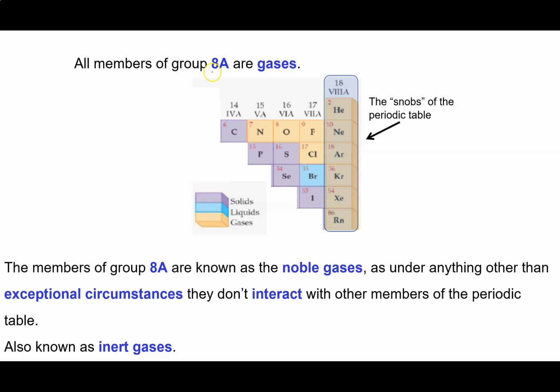All of the elements that are in group 8A are a gas. And these are known as the noble or inert gases because except for under extraordinary conditions, they don't interact with or react with other elements on the periodic table. They're called nobles because they're kind of like the kings and the queens. They don't mix with the lesser elements, so they maintain their purity. So all of these guys are gases: helium, neon, argon, krypton, xenon, and radon, and they're all really unreactive.